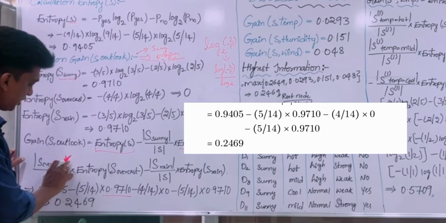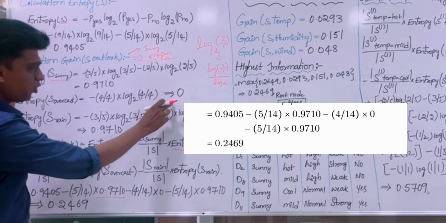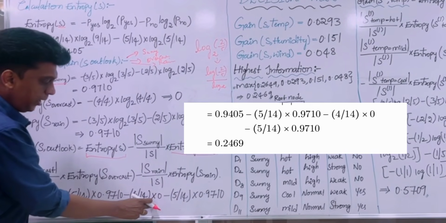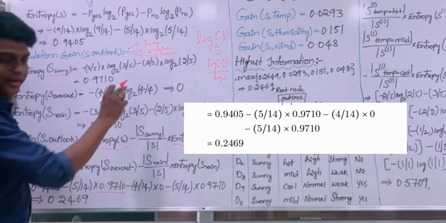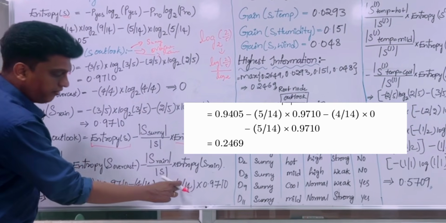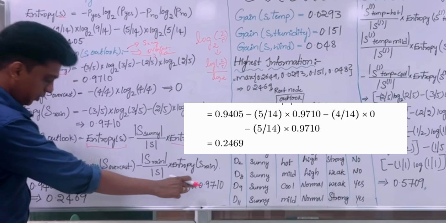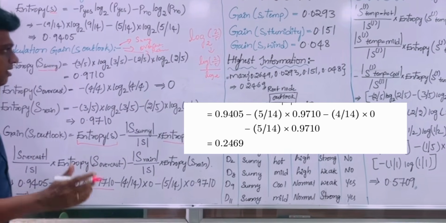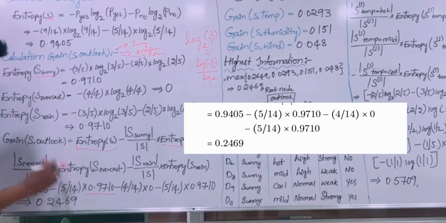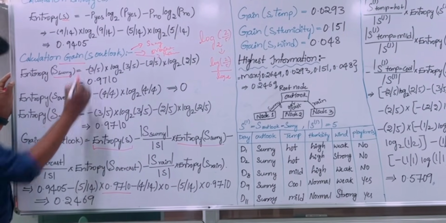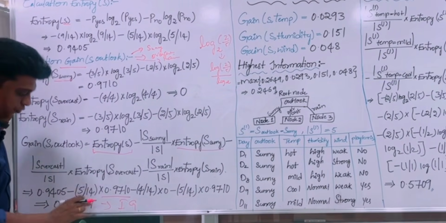Then minus the rain. How many rains in the table? 5, so 5 divided by 14 into the entropy of rain, 0.9710. When you calculate this, finally we get the answer 0.2469. This is the information gain that we calculated.